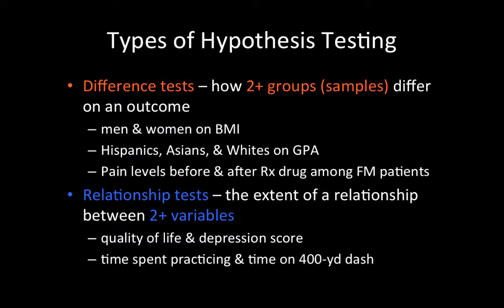Another example would be time spent practicing on the track and how fast somebody actually completes the 400-yard dash. Although we can look at the relationship between these two variables as we've done in Chapter 5, looking at the correlation coefficient, we can also test the relationship between these two variables or more variables. So again, we have two main branches of hypothesis testing: difference tests and relationship tests.